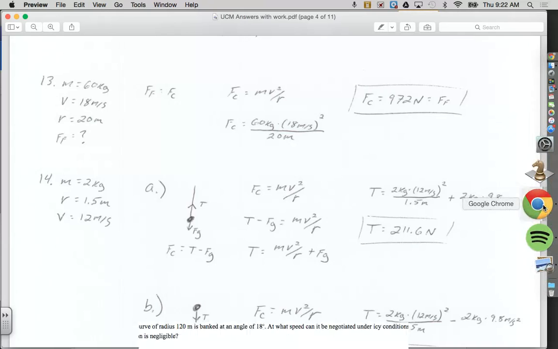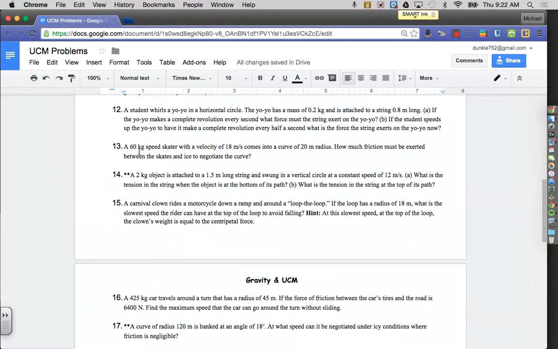Now we'll take a look at number 13, which is a 60 kilogram skater skating with a velocity of 18 meters per second, and they're going into a curve that has a radius of 20 meters. How much friction must be exerted between the skates and the ice to negotiate the curve?